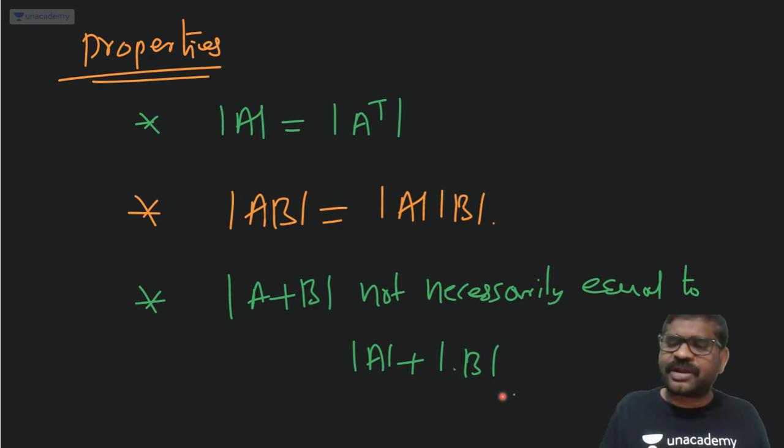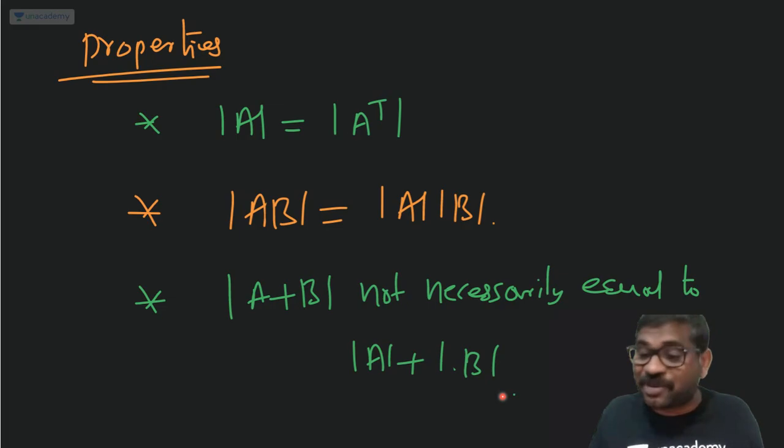May or may not. Abhishek, some students may question, sir, if one matrix is a null matrix. If one matrix is a null matrix, then equality is possible. But in general, the determinant value of A plus B is not equal to det A plus det B. That's why not necessarily.